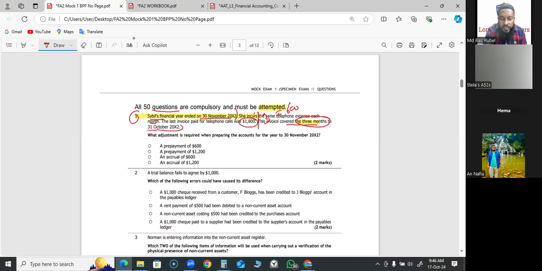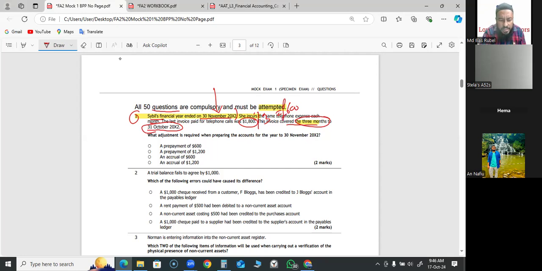This sentence is very important. It covers until October. We paid 1,800 for the 3 months, covering until October. But when is your year end, guys? Year end is very important. Year end is 30th of November. Those of you here, you can say it loudly, don't worry. Year end is November, but did we pay the telephone bill until November? No, we paid until October. Isn't 1 month due? 1 month is due. How much is 1 month telephone expense?